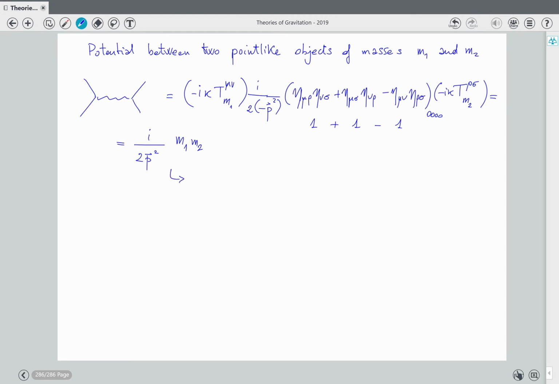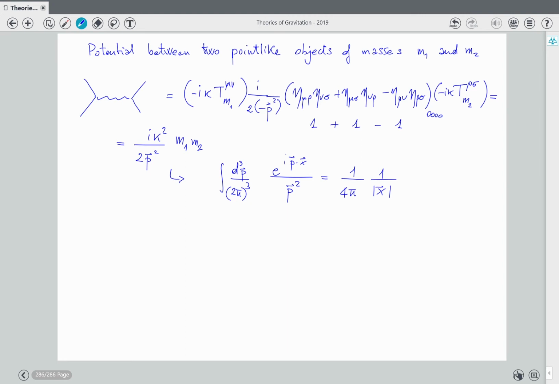In Fourier transform, you get the potential. Because the Fourier transform of 1 divided by space p squared is 1 divided by 4 pi, 1 over r. I forgot kappa squared. Okay. That is the potential.